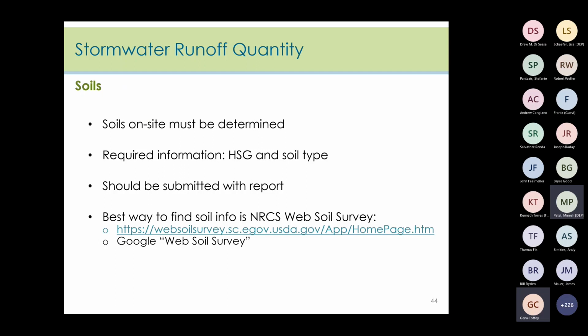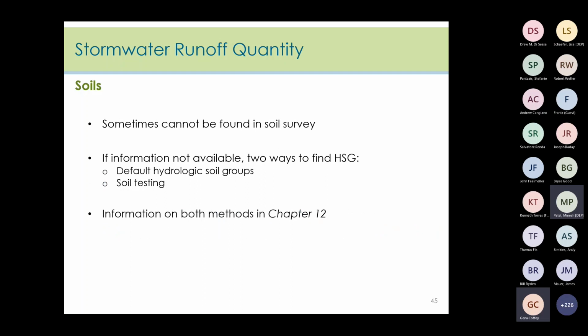So Lisa went through how to determine soils, but just to reiterate, it is important to make an accurate determination of the soil types on site. The type of soil is going to greatly affect the functionality of a BMP. So again, the reviewer can find soil info at the NRCS Web Soil Survey webpage, and that link is provided here on the slide. If information on the site's soils cannot be found, use the methods found in Chapter 12 to determine the hydrologic soil group, either from the default HSG method or from soil testing.